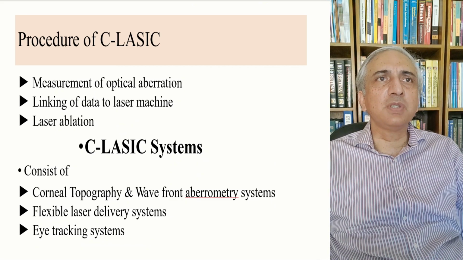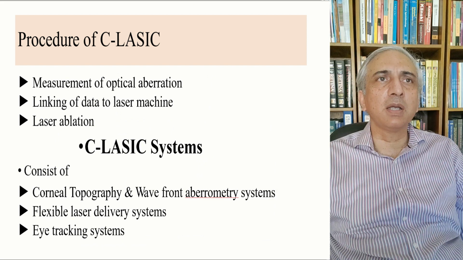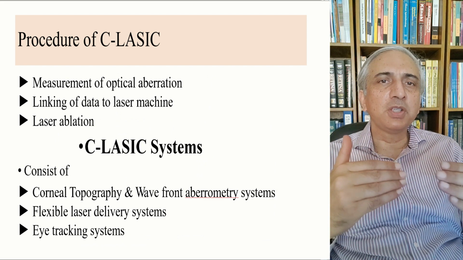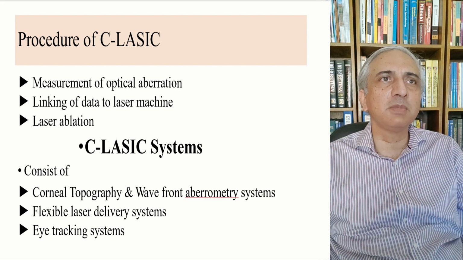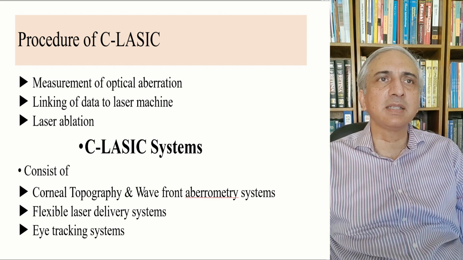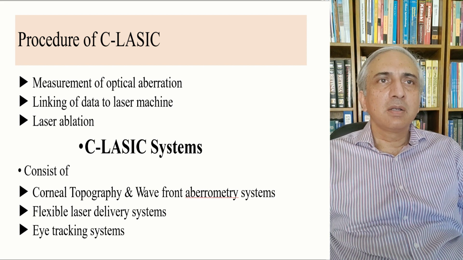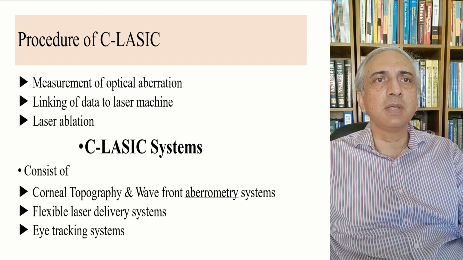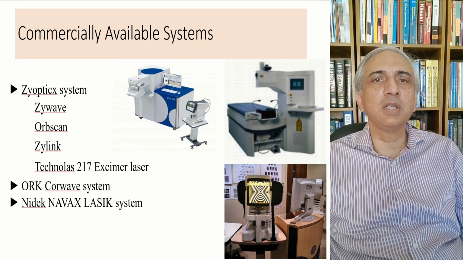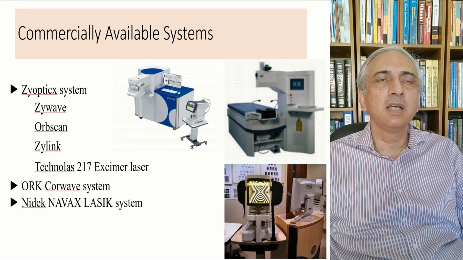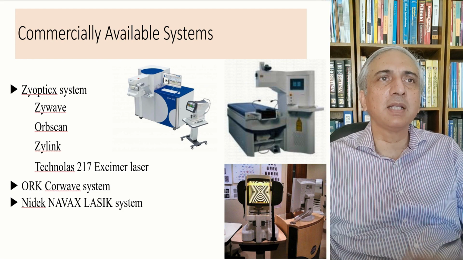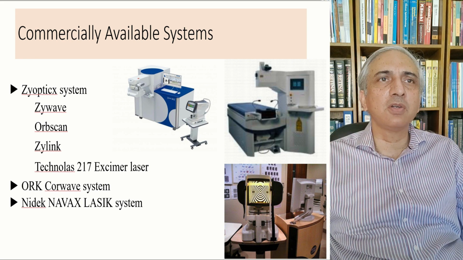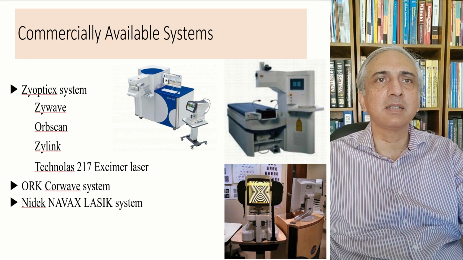So the procedure of C-LASIK is measurement of optical aberration, linking of data to the laser machine. So the topography machine is linked electronically with the laser machine, and laser ablation with C-LASIK system consists of corneal topography and wavefront aberrometry system, flexible laser delivery system, and eye tracking system. So the commercially available systems are Zyoptix, in which you have the Zywave, Orbscan, Zyoptix, and Technolas laser. You have the ORK CustomCornea system or the Nidek NAVEX LASIK system.